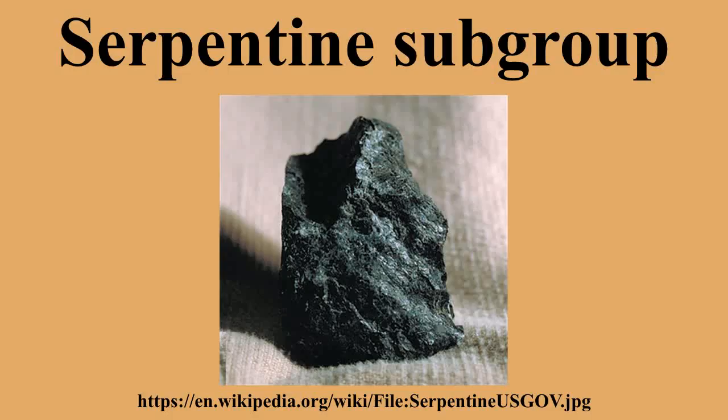The serpentine subgroup are greenish, brownish, or spotted minerals commonly found in serpentinite rocks. They are used as a source of magnesium and asbestos, and as a decorative stone. The name is thought to come from the greenish color being that of a serpent.